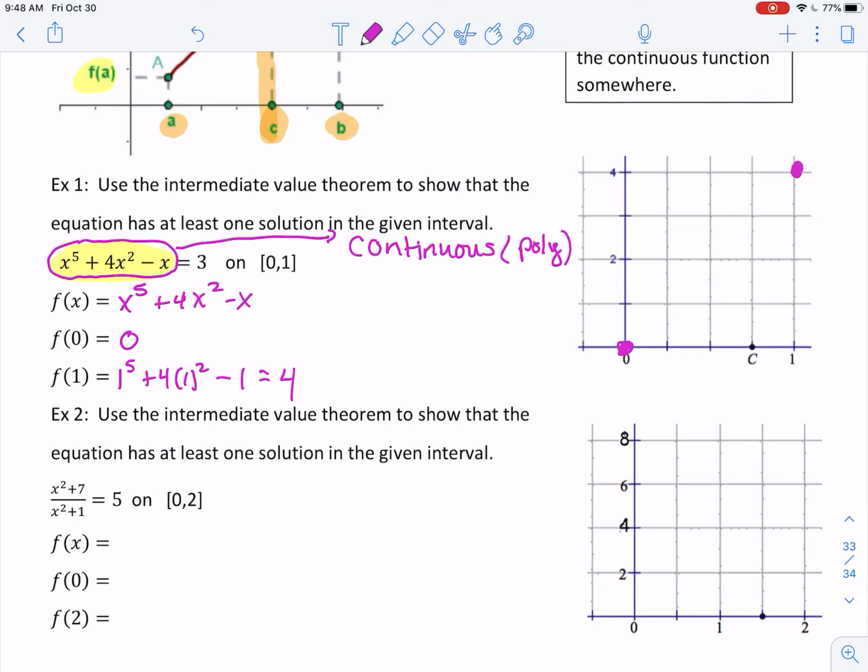Okay, we don't really know what this function looks like, but we do know that it's continuous. So we know that it has to not have any gaps in between there. And so we want to know, is this thing equal to 3 on this interval? So here's 3, right? So the answer is yes.